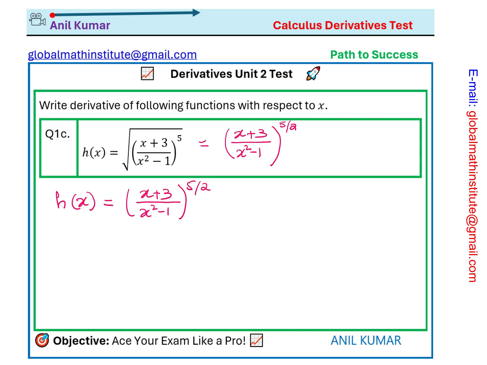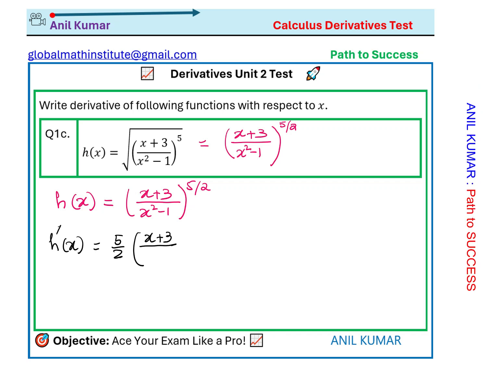We'll first apply the power rule, and so the derivative will be what? The derivative of this function will be 5 by 2 times x plus 3 over x square minus 1 to the power of 5 by 2 minus 1, right? So 5 by 2 minus 1 means 2 is a common denominator. Minus 1 means 2 over 2, right? So we get 3 over 2, correct? Is that clear to you? 5 by 2 minus 1 is 3 over 2. So we subtracted 1 from 5 by 2.